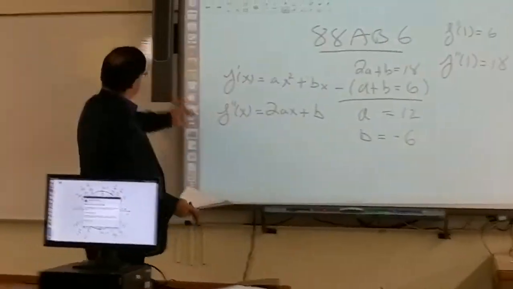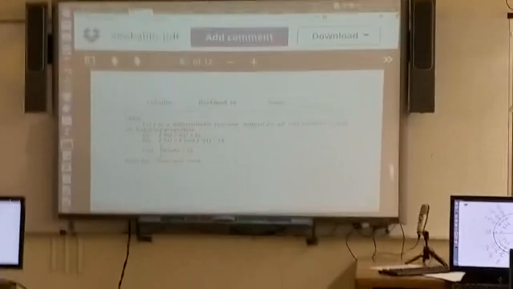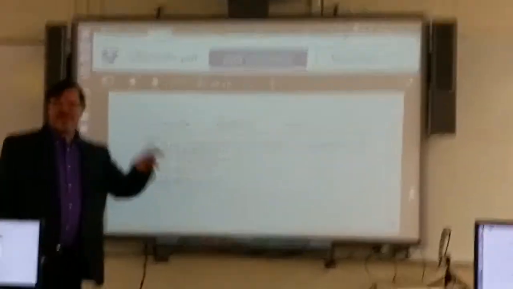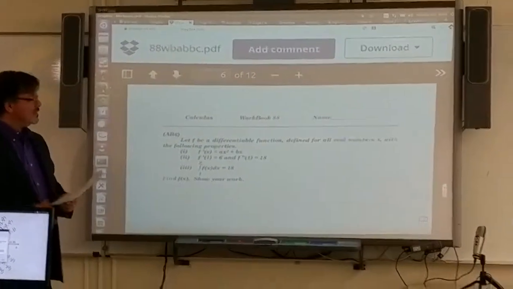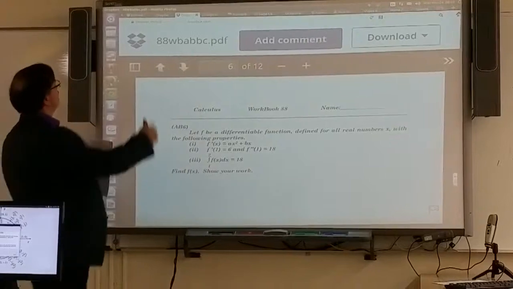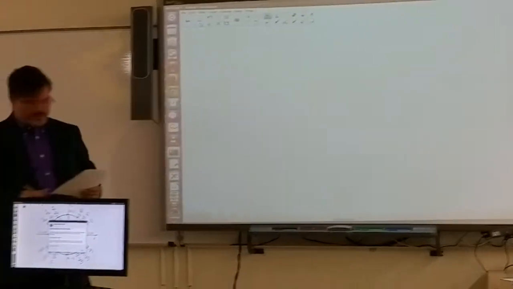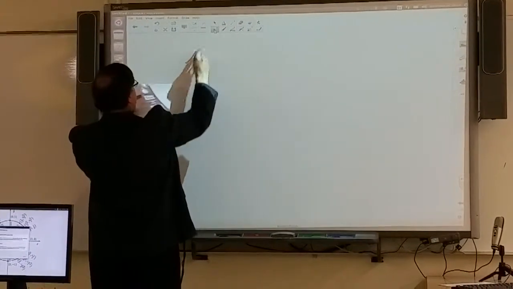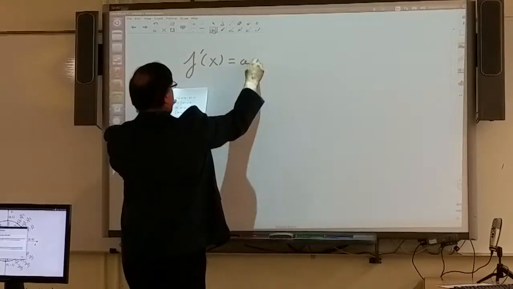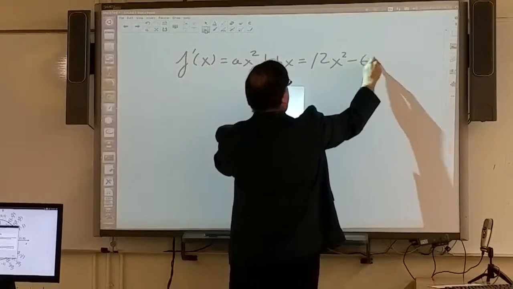Okay, so let's continue with the rest of this question. Now that we know the definite integral, this is a definite integral because we've got an area, 18, from 1 to 2, the definite integral is 18. Can you figure out the whole function? All right, so let's use that information. You can erase the first part and continue. We got this far. We got that a is 12 and b is negative 6.